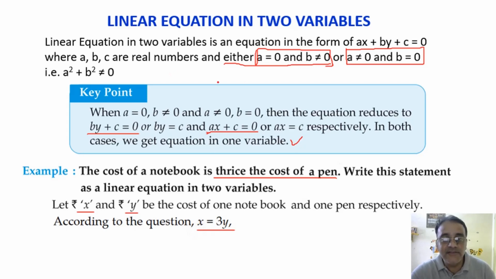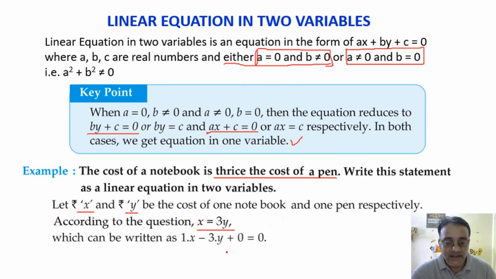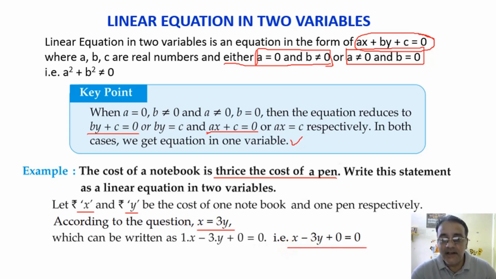Now how will you write it in three-variable form? That is 1 into x minus 3 into y plus 0 is equal to 0. If we want to write it in the standard form, this is the standard form. Or simply you can write x minus 3y is equal to 0. Any doubt? If you write this answer, this is also correct. I am writing the answer in standard form.